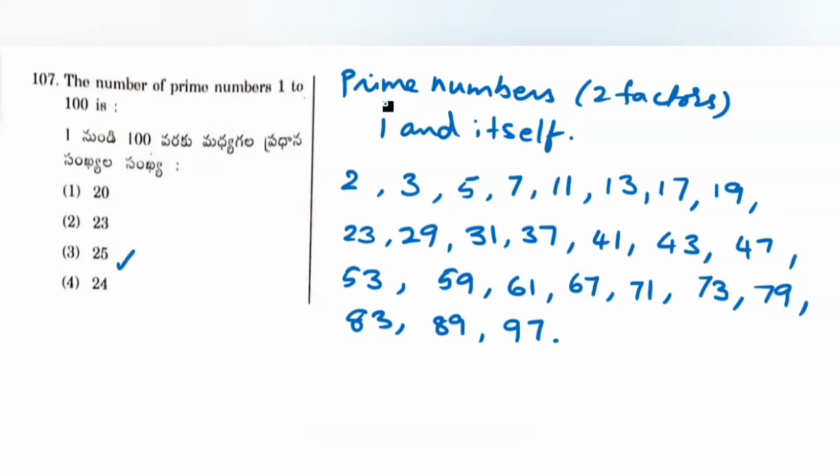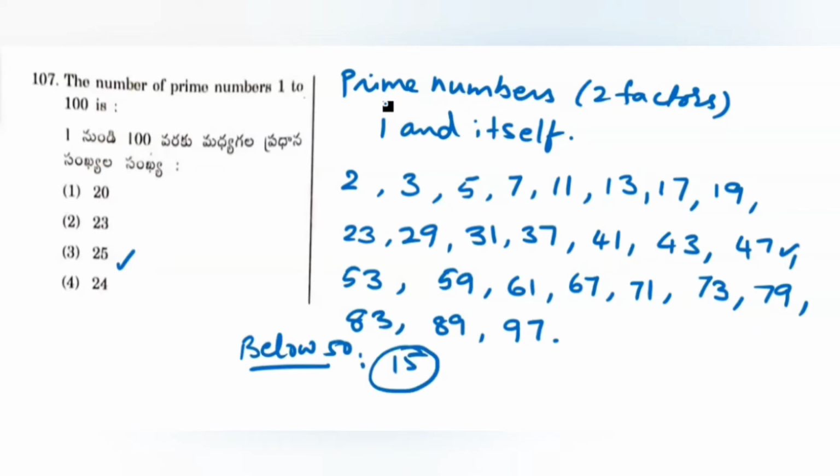If it is asked, for example, how many prime numbers are there below 50, in any exam, you have to remember that below 50 means up to 47. So, count all these. It is easy to remember. There will be 15 prime numbers below 50.